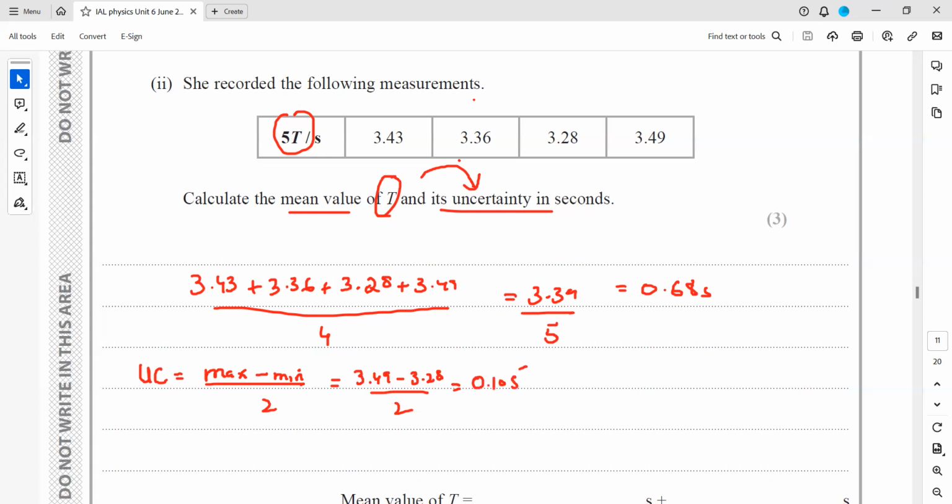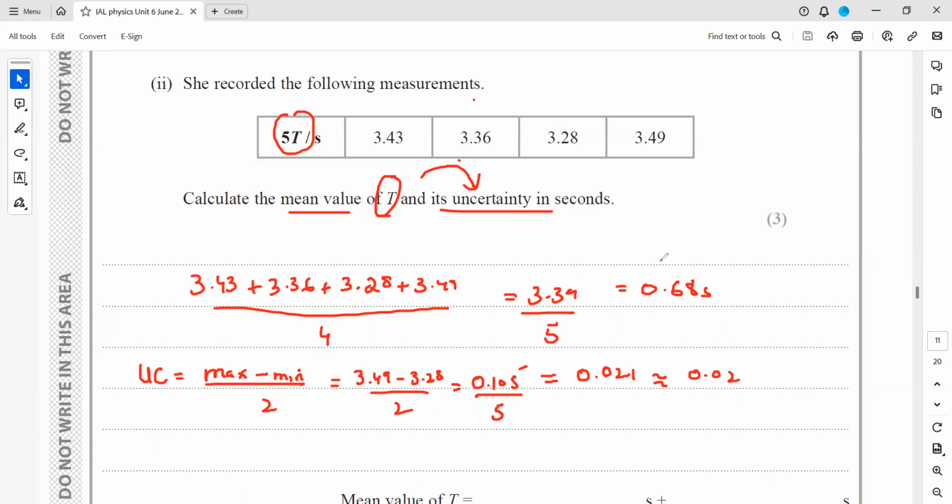But that is the uncertainty in 5T. We want it for 1, so we divide this value by 5, because this result is given for 5T and we need it for 1 according to the question. When we divide by 5, we get 0.021, and because all the values are in 2 decimal places, we should write it in 2 decimal places. That's why it is 0.02.